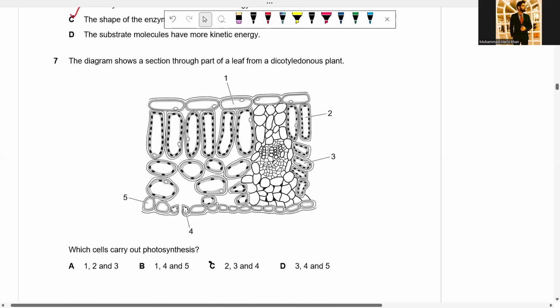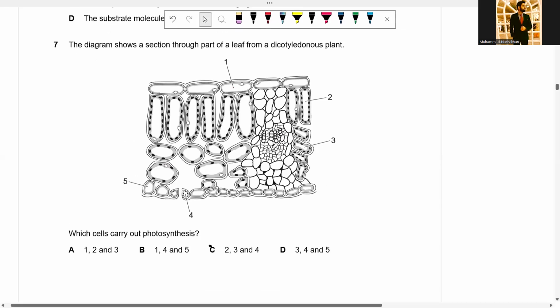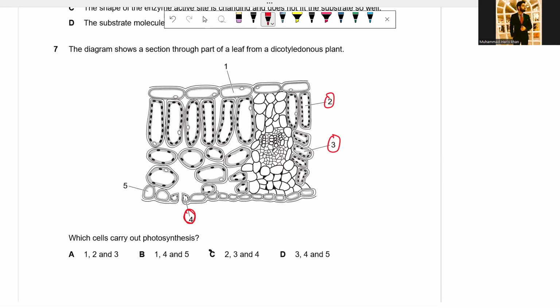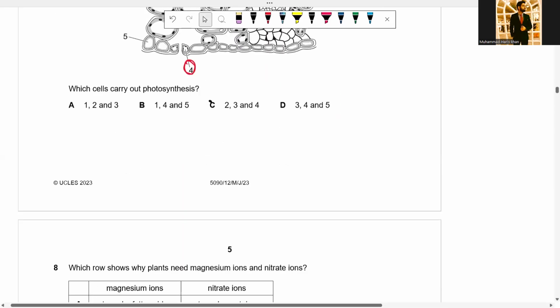Question number 7. The diagram shows a section through part of a leaf from a dicotyledonous plant. Which cells carry out photosynthesis? Now look at the solutions. Number 2, number 3, and number 4. These cells contain chlorophyll and chloroplasts, and that's why they help in the process of photosynthesis.